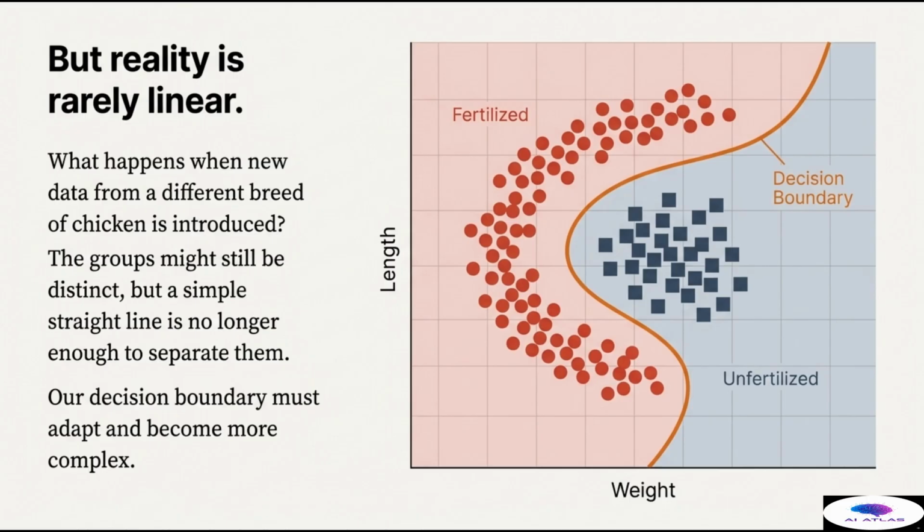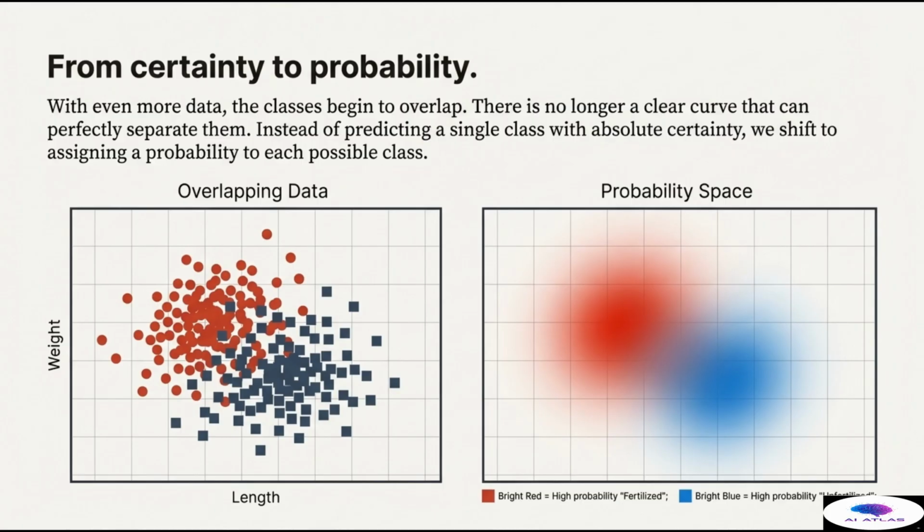new, real-world complexity. Moving beyond nonlinear boundaries, we encounter an even more common challenge: data overlap. With even more diverse data, the classes begin to intermingle. They no longer form perfectly separable, distinct clusters. Look at the chart on the left, labeled overlapping data. The red circles and blue squares are mixed in the center, making it impossible to draw any single curve that perfectly separates them without misclassifying a significant portion of the training samples.